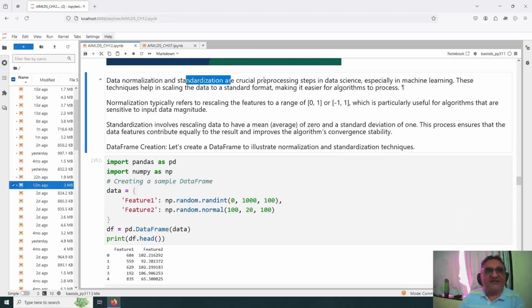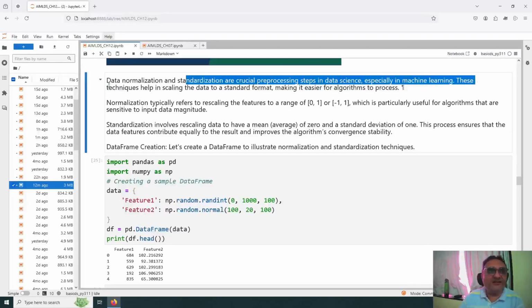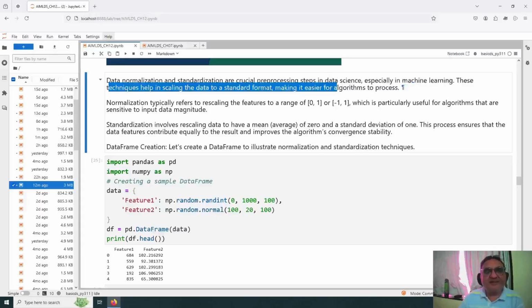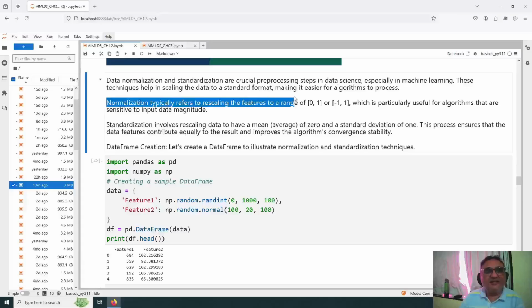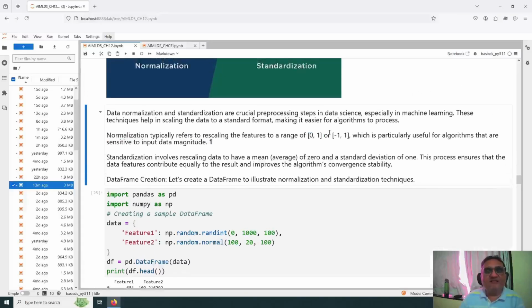Data normalization and standardization are crucial pre-processing steps in data science and especially in machine learning. The techniques help in scaling the data to a standard format, making it easier for the algorithm to process. Normalization converts the data over the range 0 to 1. However, there are some normalization techniques which prefer to convert over -1 to +1, and that is also fine. But in short, all the observations are converted between a closed bound without disturbing the data distribution, and therefore the scale of all columns would be similar.